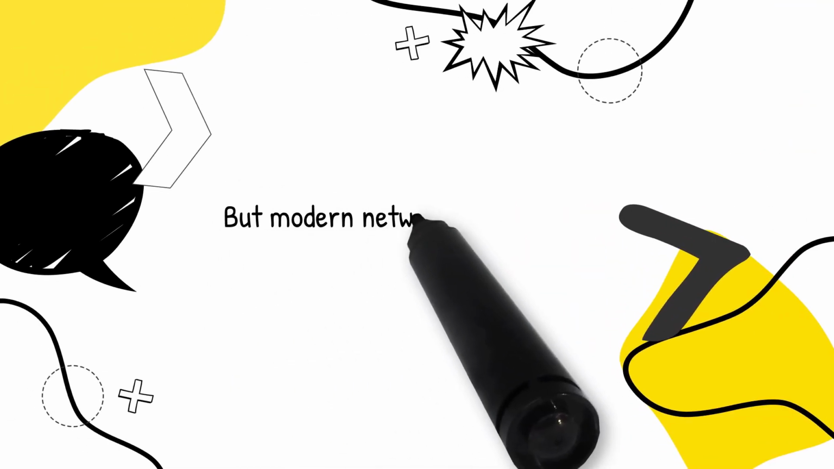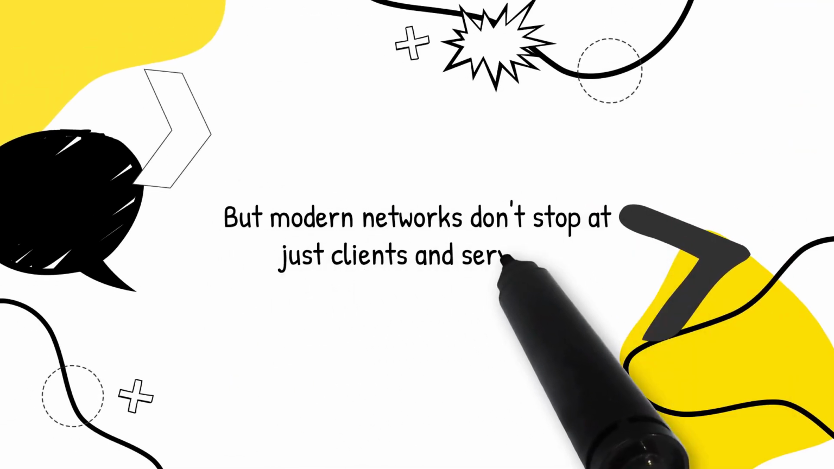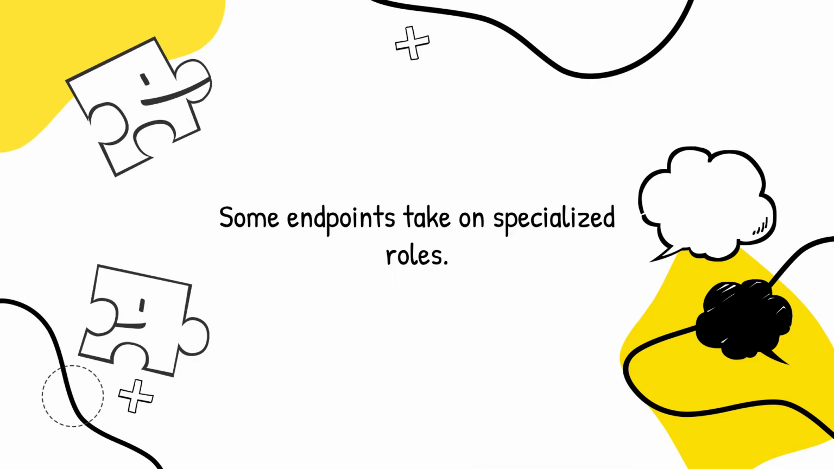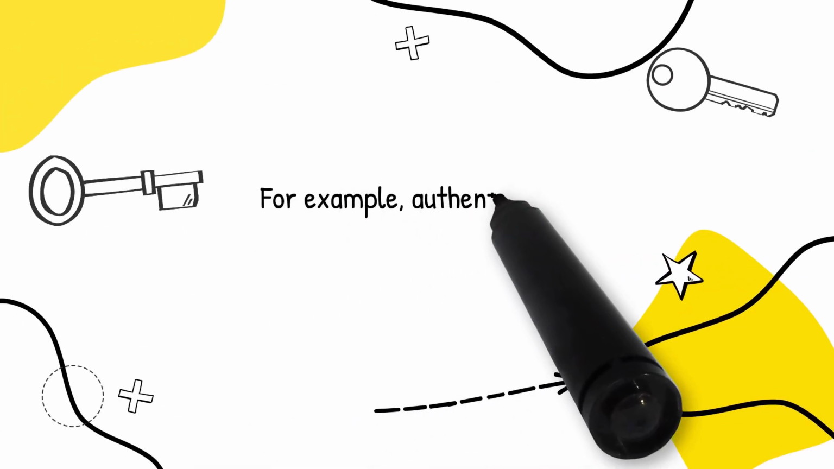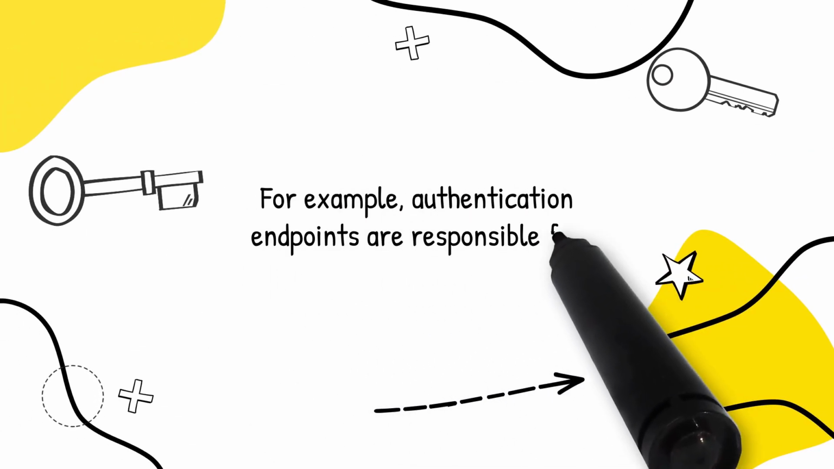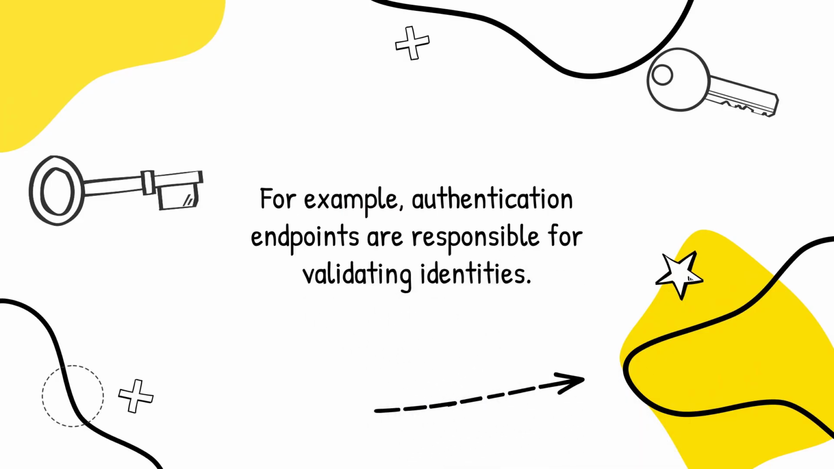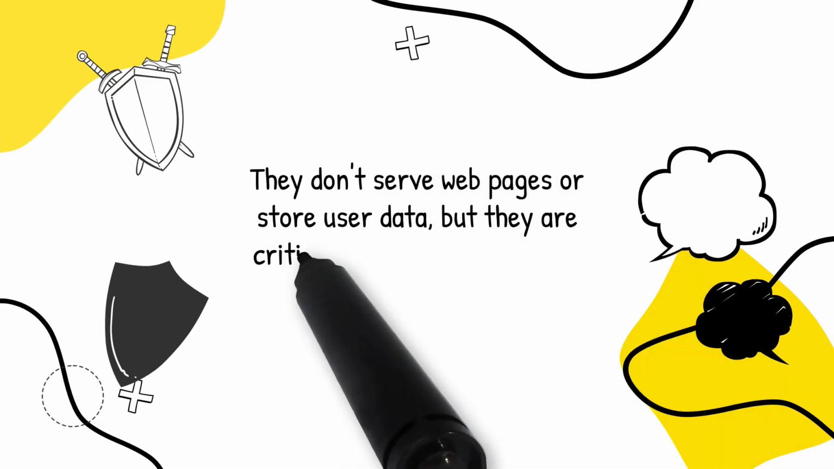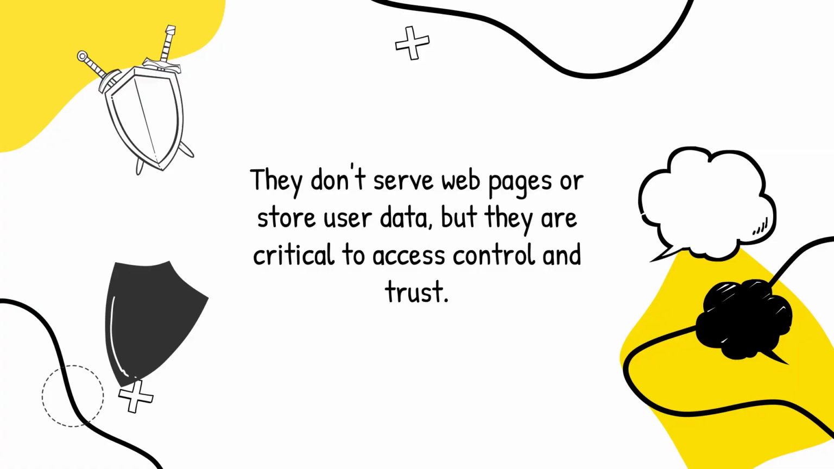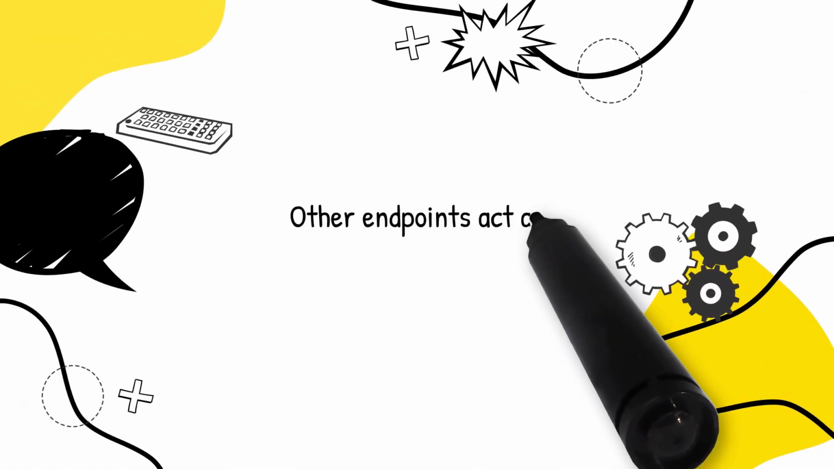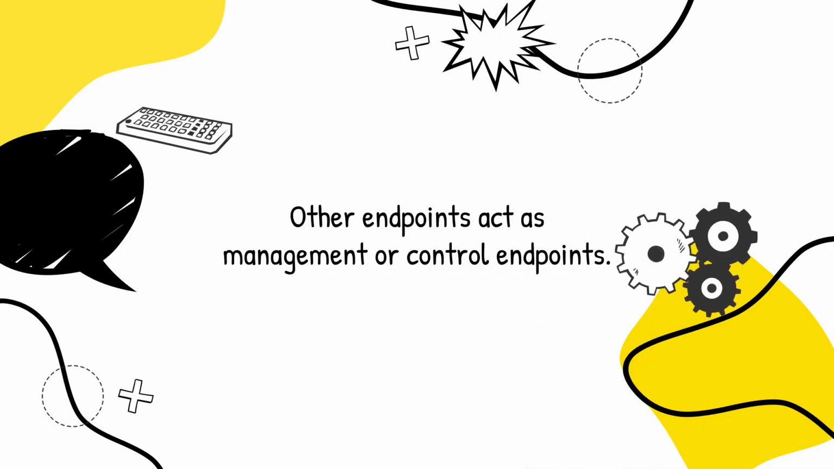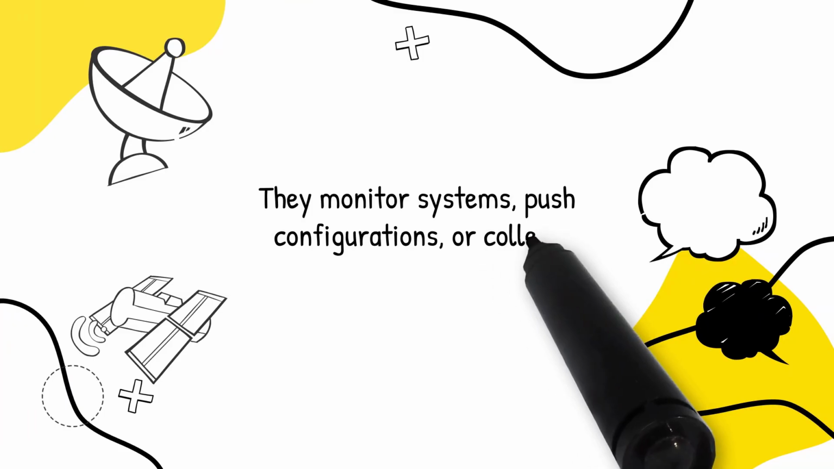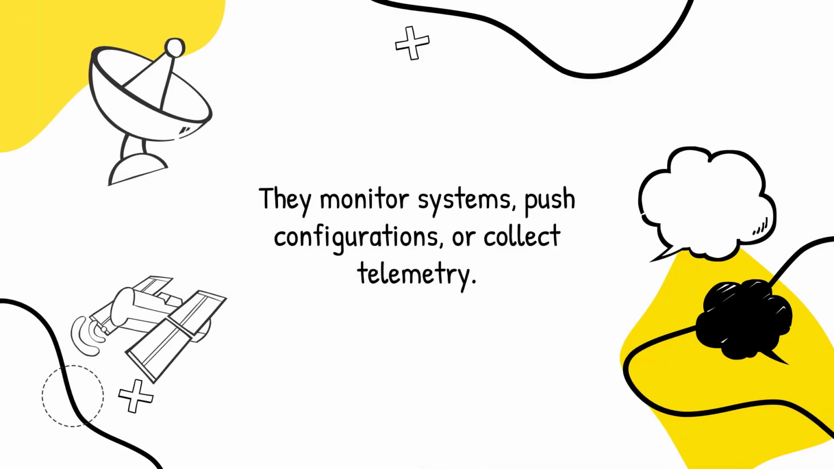Some endpoints take on specialized roles. For example, authentication endpoints are responsible for validating identities. They don't serve web pages or store user data, but they are critical to access control and trust. Other endpoints act as management or control endpoints. They monitor systems, push configurations, or collect telemetry. They influence network behavior without directly participating in user traffic.